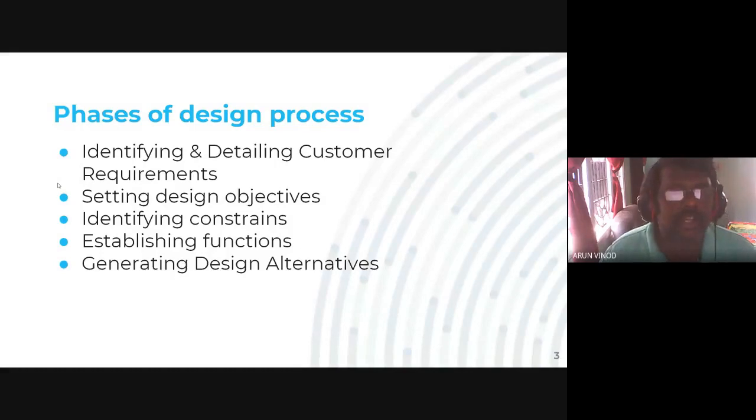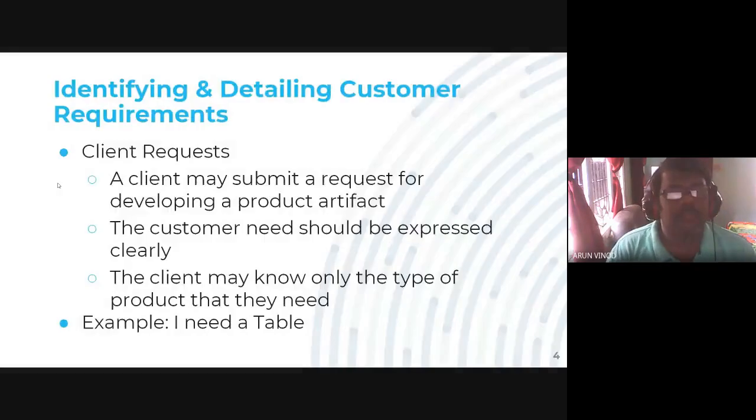So identifying and detailing customer requirements. What are those? Client request: the client may submit a request for developing a product artifact. The customer need should be expressed clearly. The client may know only the type of product that they need. The client is coming and asking for a particular product. He's telling, okay, I need a table. He doesn't know anything about it.